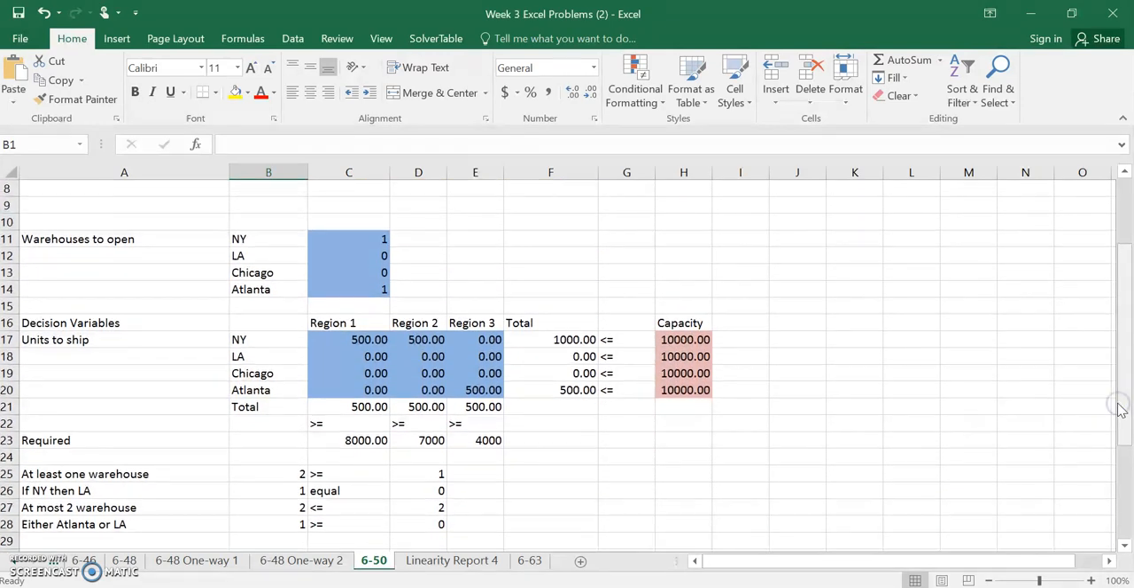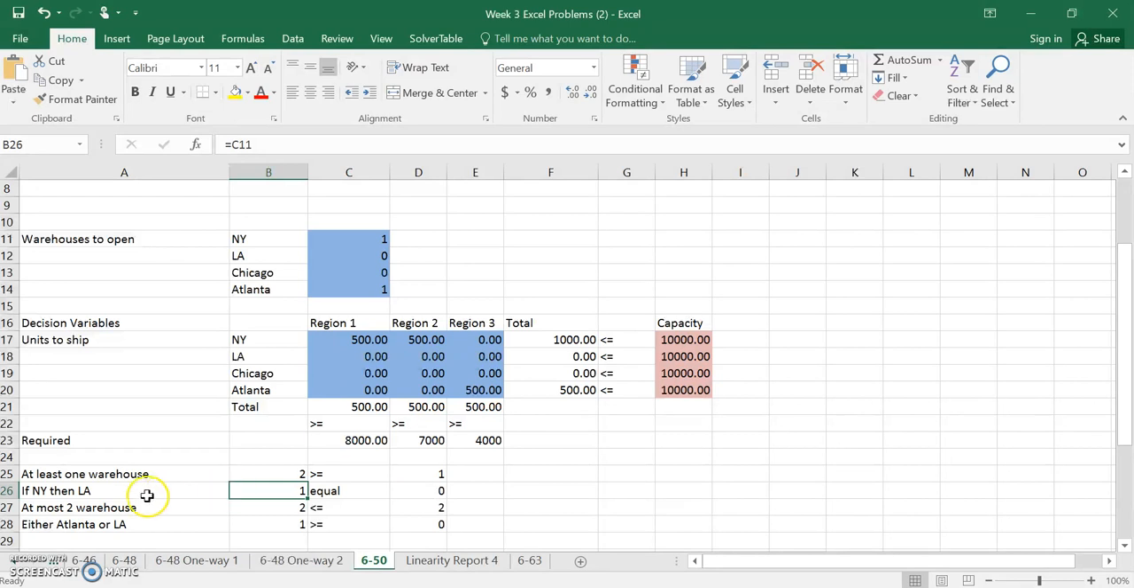First of all, if New York then LA, they have that as an equals. So let's think through this logically. This C11 is New York, and LA is this one here, C12. So what they're saying is that these have to be equal, so that if you open New York, then you open LA. But the converse then is true if you have it equal. If you open LA, then you have to open New York.